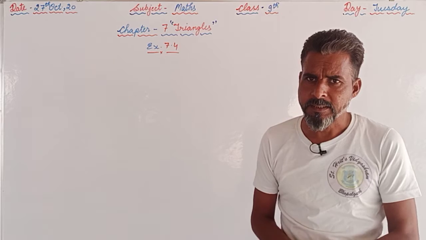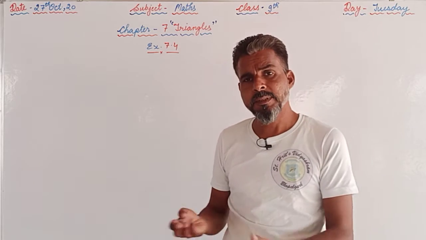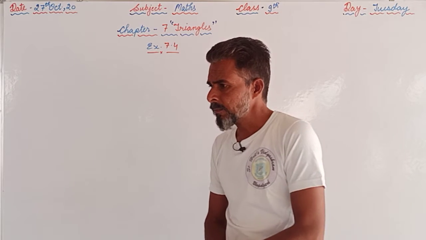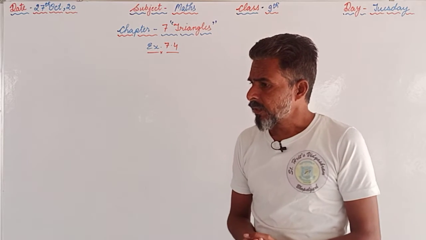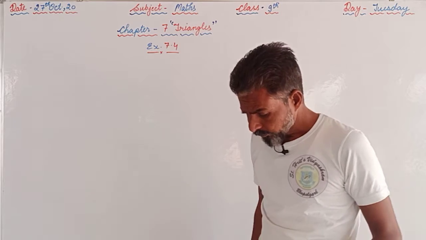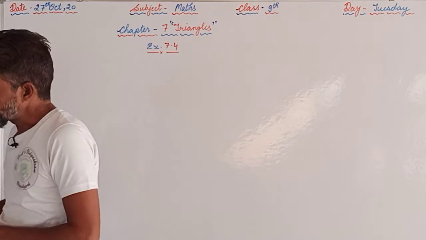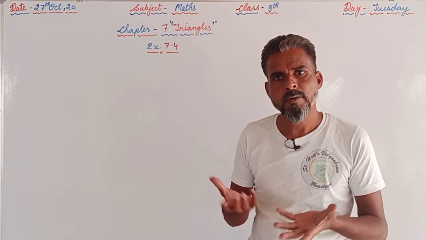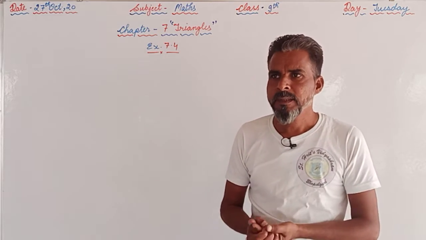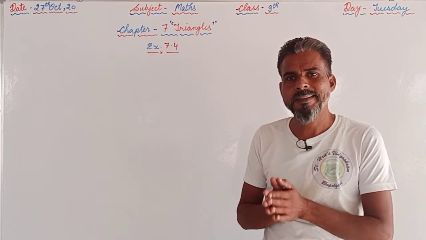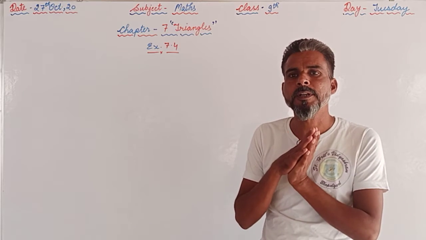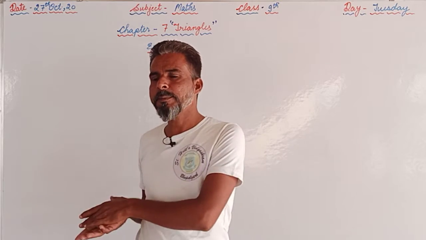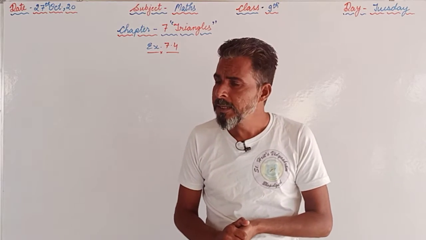This video is for class 9th and the subject is maths, and we are continuing the same chapter, chapter number 7, and the name of the chapter is triangles. We have completed up to exercise 7.3. In this chapter, up till now we have discussed how to prove the triangles congruent. Congruent triangles are the triangles in which the corresponding parts are equal. Corresponding parts means corresponding sides will be equal and the corresponding angles will also be equal.